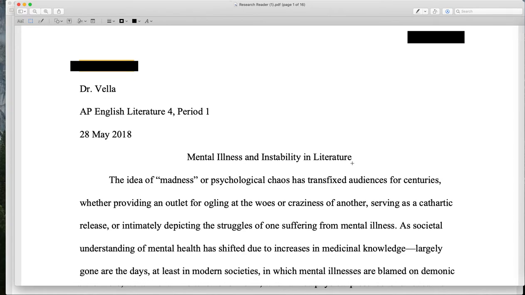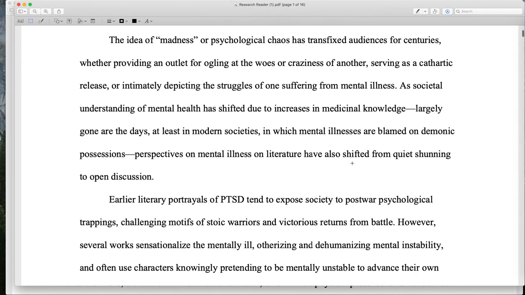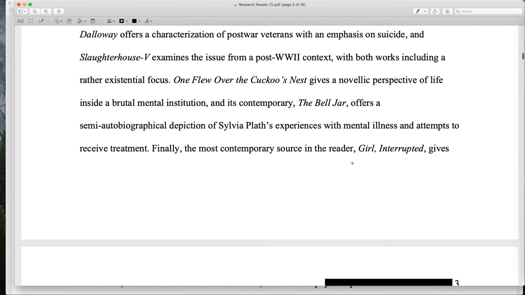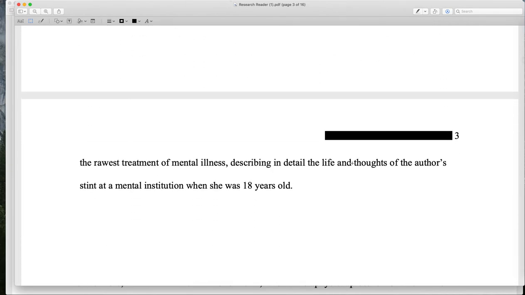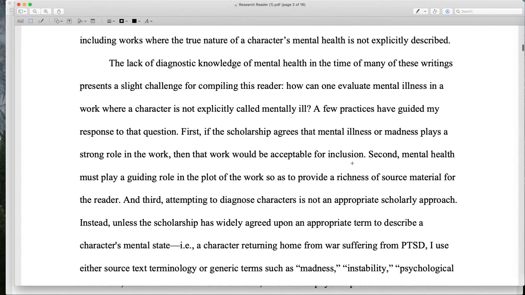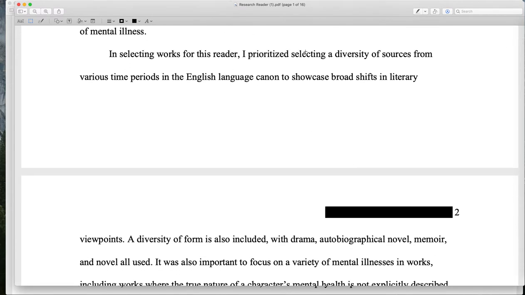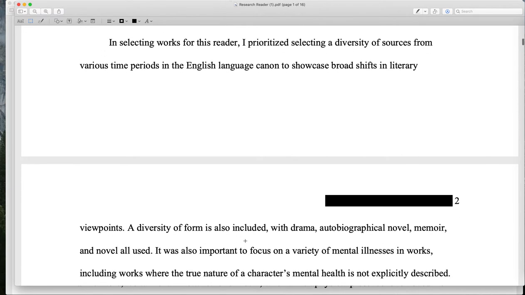This one is on madness and mental illness in literature. And here's the student's introduction. He gives us this really nice intro. Again, it's just about 2 pages, okay? And he tells us why he's interested in this, how he selected the works, okay? And he also tells us something very interesting.